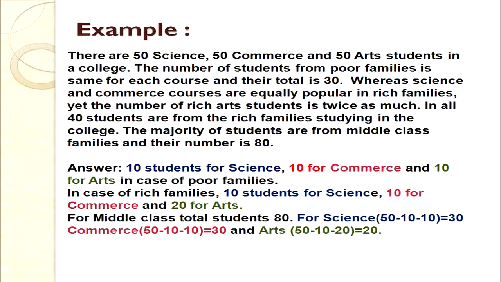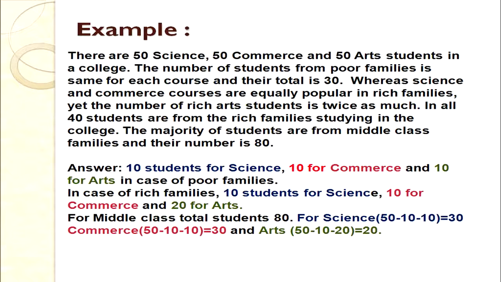We need to do it because the first step to construct a table is to find the data and classify it into different similar groups. That is what we have learned in the previous chapter. In all, 40 students are from the rich families studying in the college. So, they are giving us how many students? For the rich class, 40 students. The majority of the students are from middle class families and their number is 80.